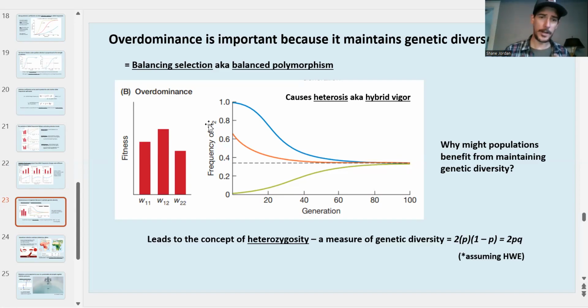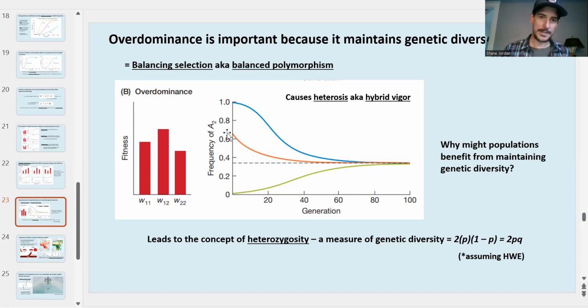Because while carrying a copy of A2 is beneficial, it's also beneficial to carry a copy of A1 at this particular locus. And this leads us to the concept of heterozygosity. Selection is favoring the frequency of heterozygote individuals in this population. And heterozygosity leads us to a measure of genetic diversity in a different way under the assumptions of so-called Hardy-Weinberg equilibrium, where we could say 2 times the frequency of p times the frequency of q is how much genetic variation a population carries.